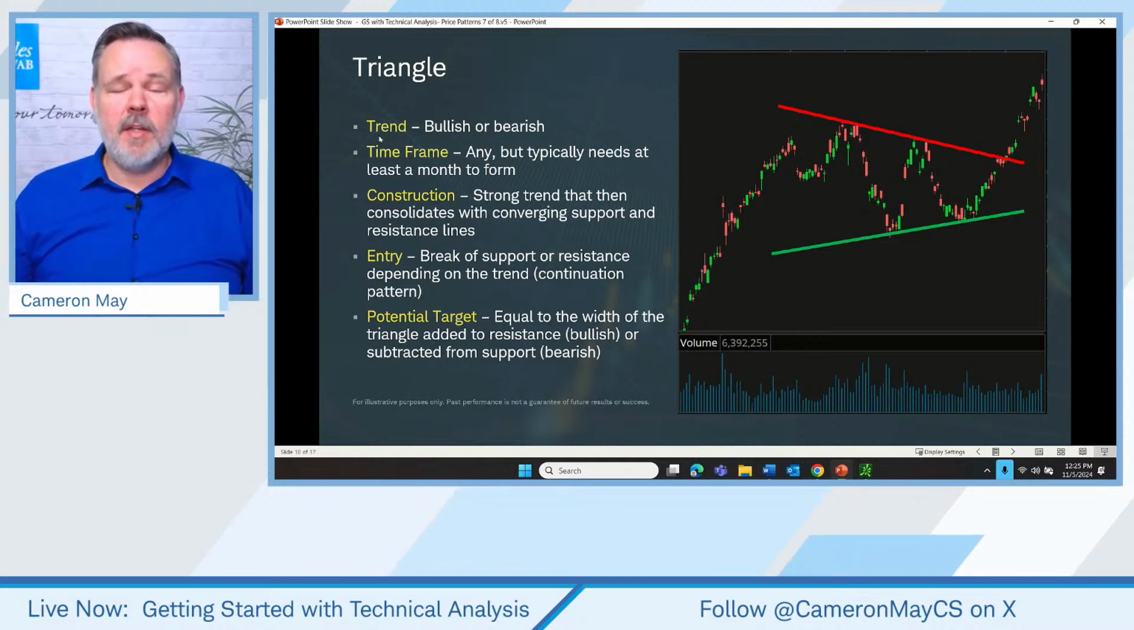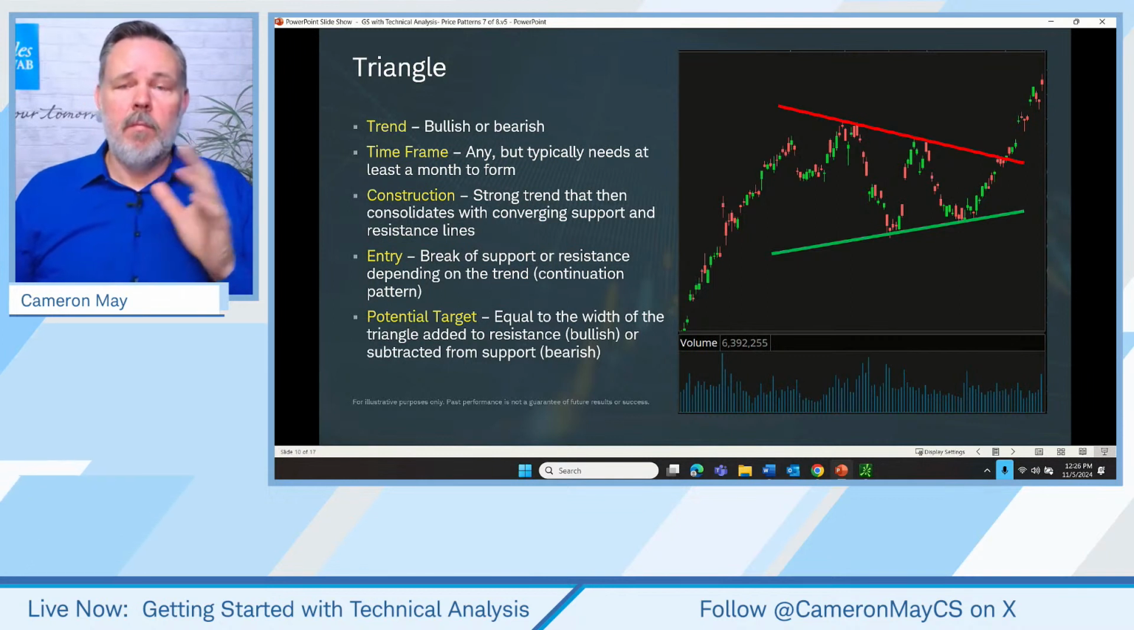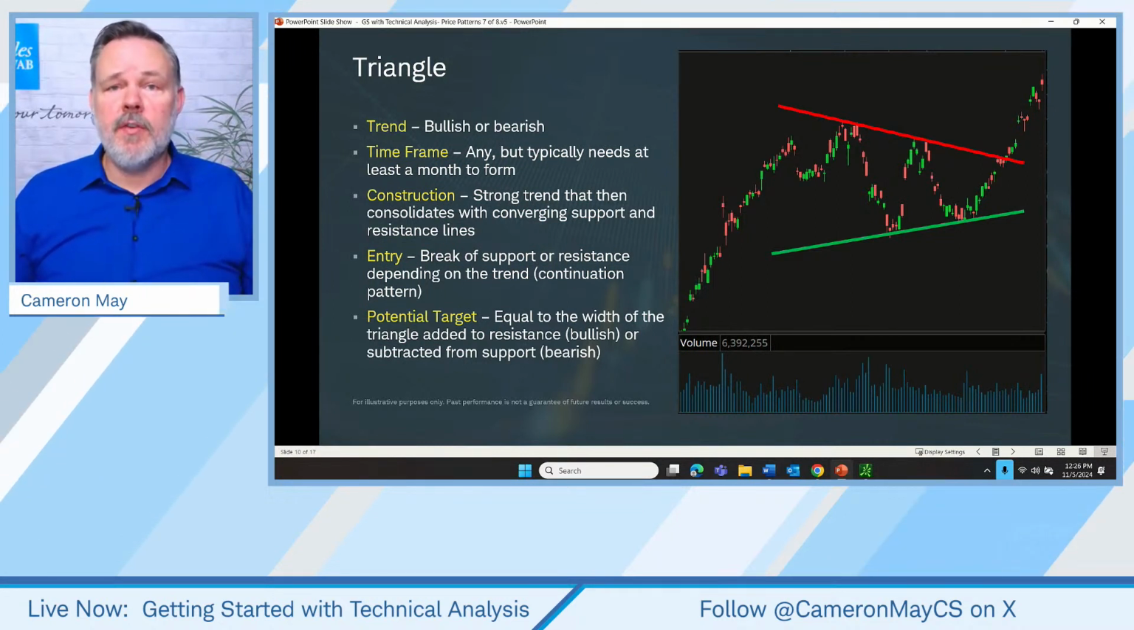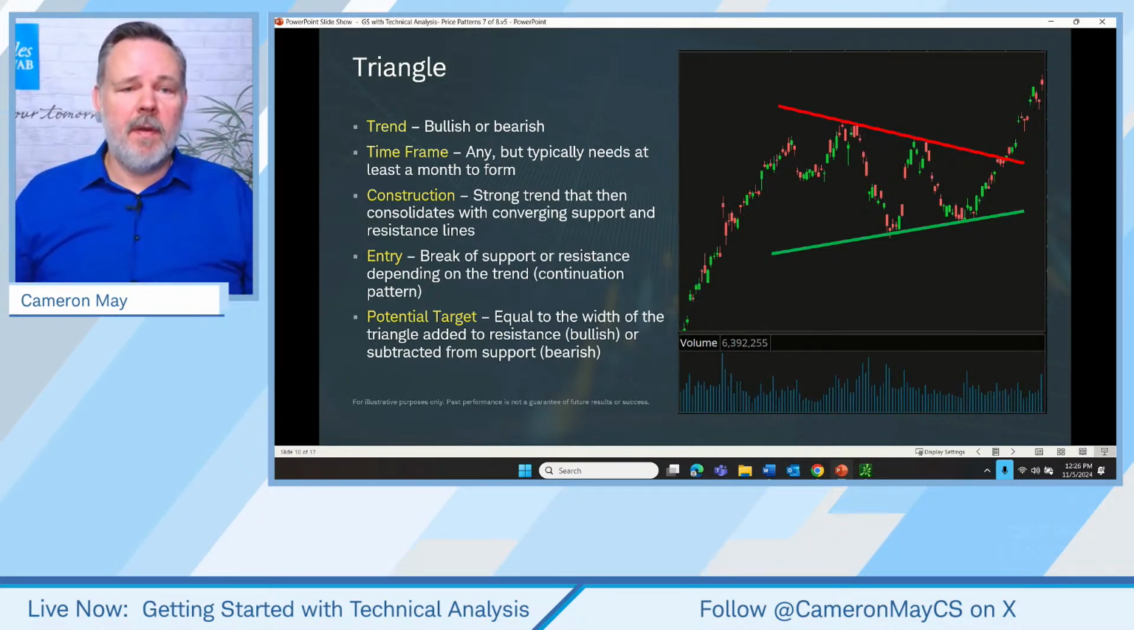And since it's a continuation pattern, we look for a bullish trend. This is actually one of those that might be used bullishly or bearishly, but the trader first looks to confirm the trend, either way. If it's bullish, then it's interpreted to be a bullish continuation pattern. If the trend is bearish, the same triangle may be interpreted to be a bearish continuation pattern.